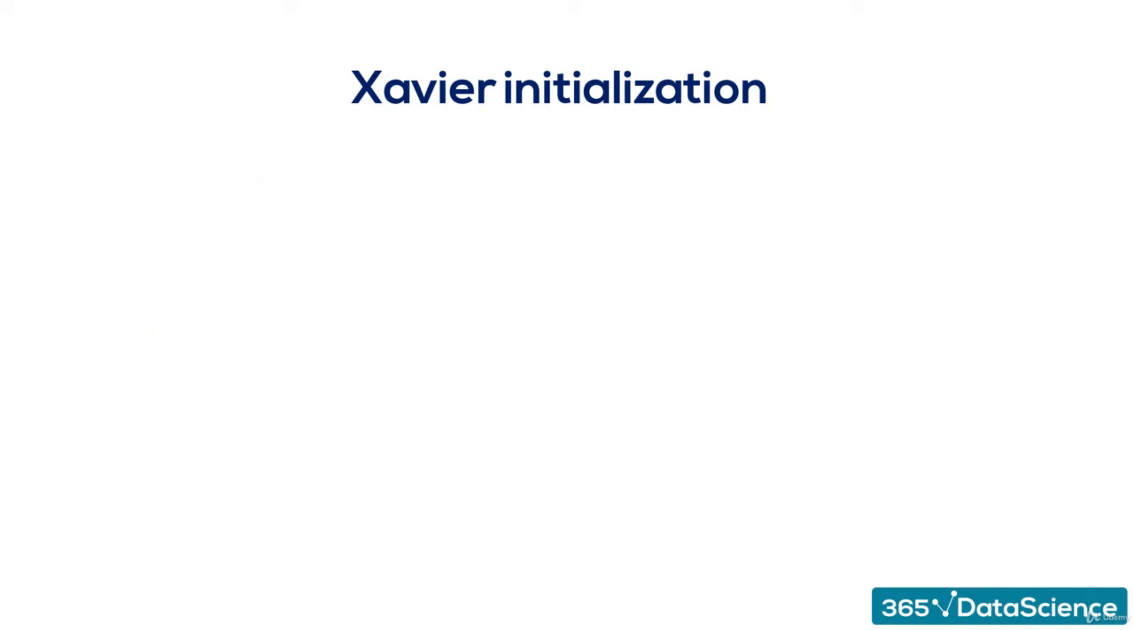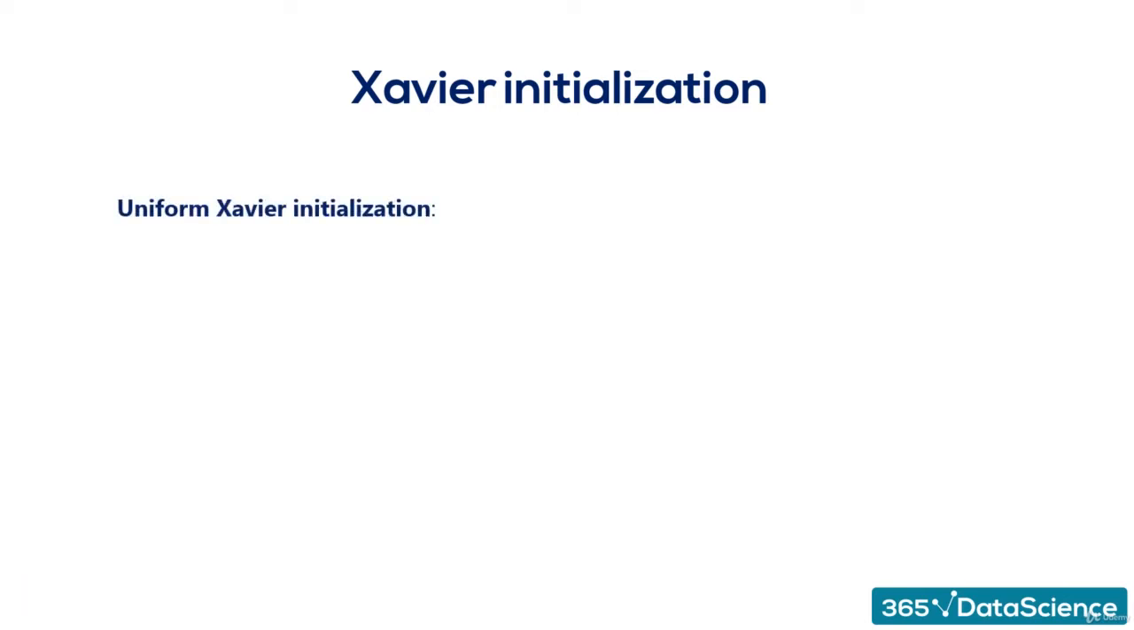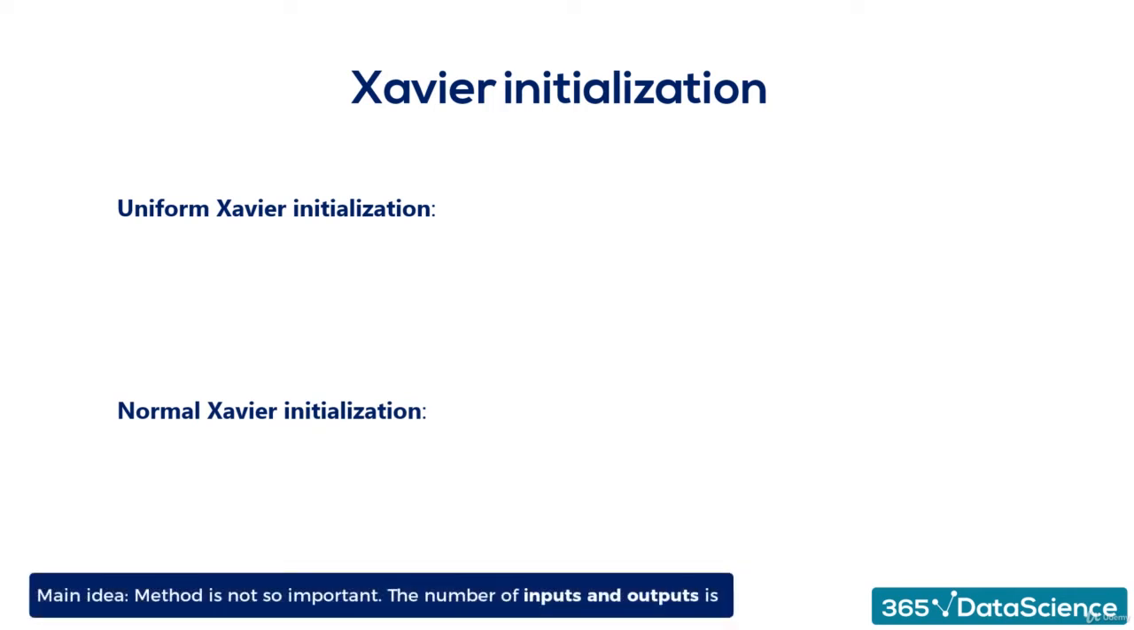So, the range for the first two cases was arbitrarily chosen by us, right? The Xavier initialization addresses this issue. There are both a uniform Xavier initialization and a normal Xavier initialization. The main idea is that the method used for randomization isn't so important. It is the number of outputs in the following layer that does. With the passing of each layer, the Xavier initialization is maintaining the variance in some bounds, so we can take full advantage of activation functions.